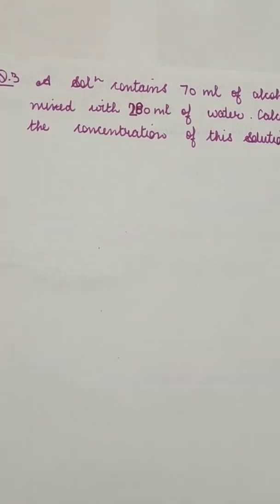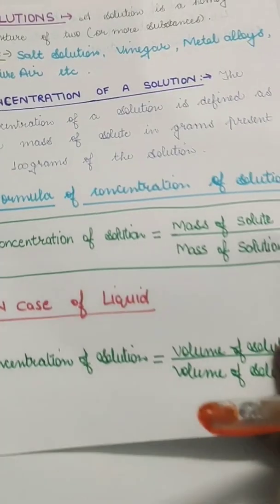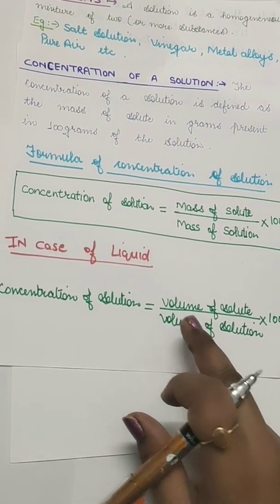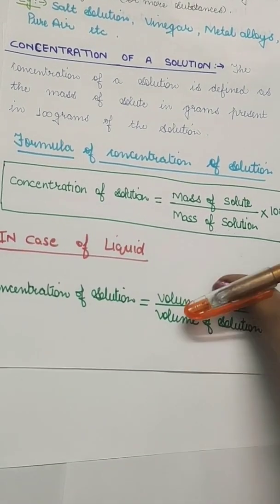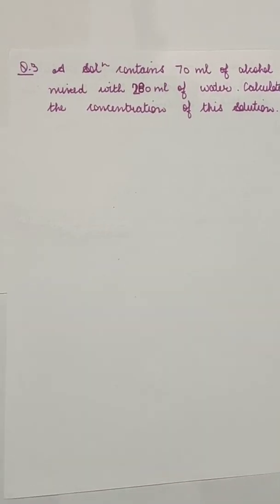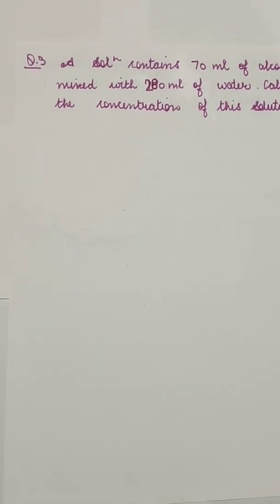The next question is: a solution contains 70 ml of alcohol mixed with 280 ml of water. Now this is the case of a liquid, and for liquids we have the formula volume of solute upon volume of solution. So we will do this with the help of that formula.